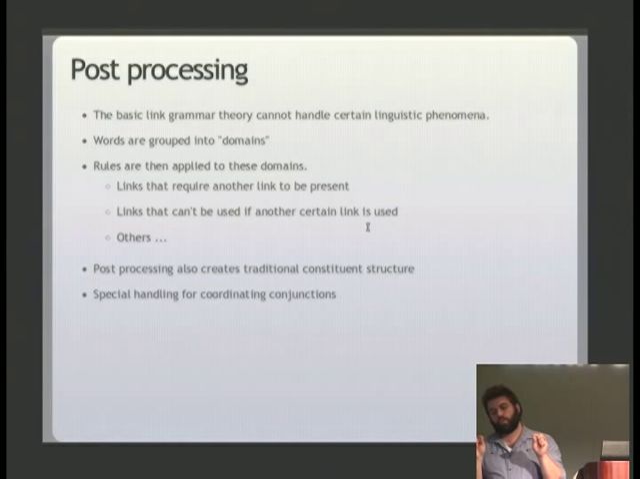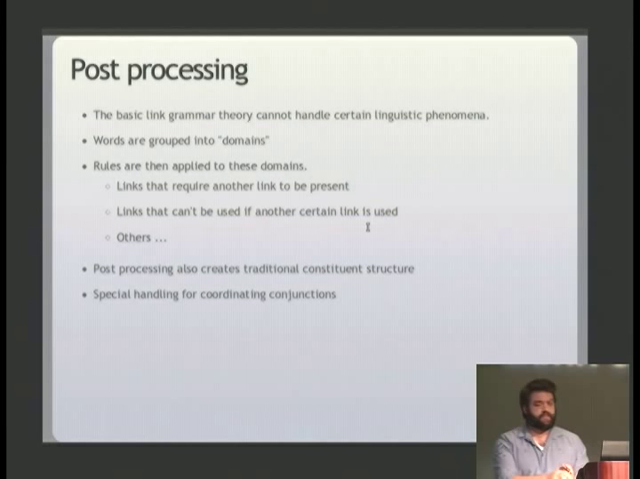So examples of these rules would be like, if this link type is in this domain, this other link type must be in it. Or if this link type is in this domain, this link type cannot be in it. And there are some others. Two other things happen in post-processing. The constituent structure is created, and there's a mapping of the domains onto the constituents. And then there's some special handling for coordinating conjunctions, which is interesting enough that I'd like to talk about it separately.